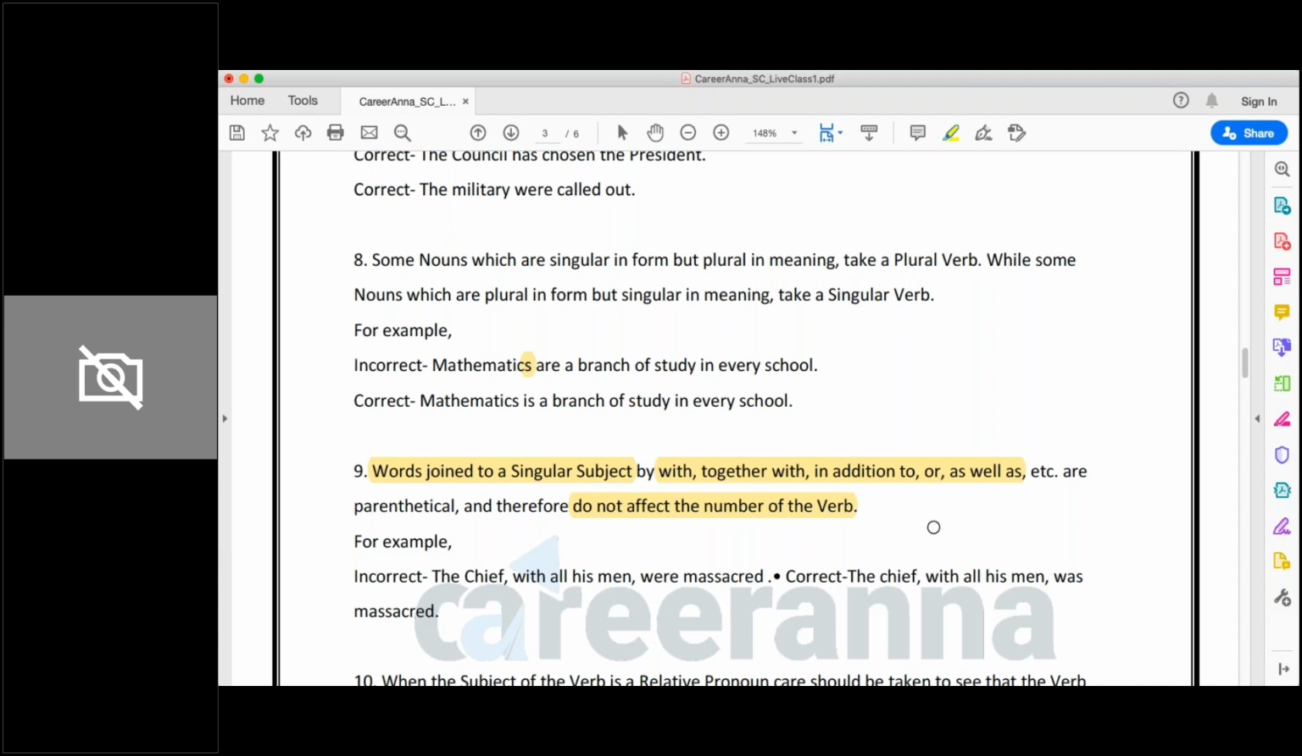So if I say the chief with all his men dash killed, it will be was killed. It will not be were killed. If I would say men, comma, as well as the chief dash killed, I will say were killed.